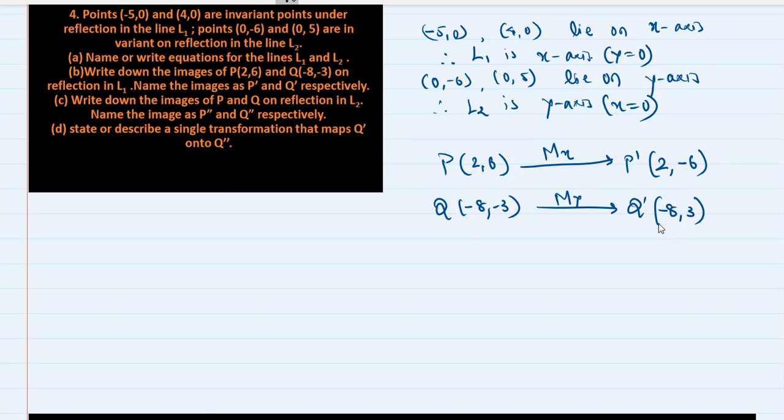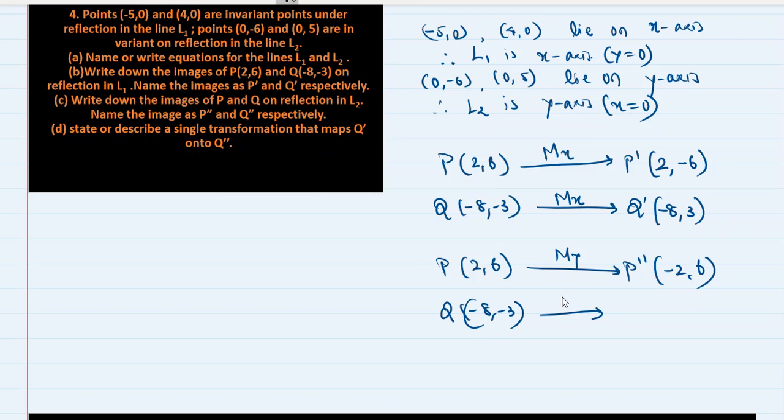Write down the images of P and Q on reflection in L2 as well and name the images P double dash and Q double dash. So P, which is (2, 6), on reflection in, one minute, there was one mistake. This is Mx. Okay, now I'll find My. P double dash is (-2, 6), and Q (-8, -3) on reflection in the y-axis, My, becomes Q double dash, which is (8, -3).